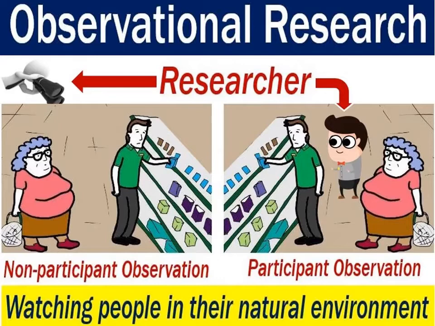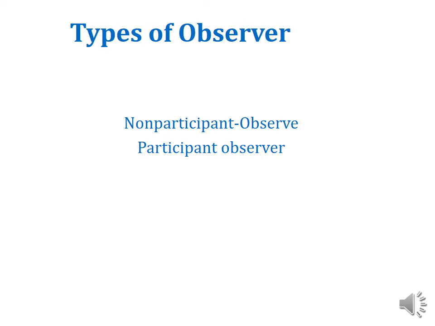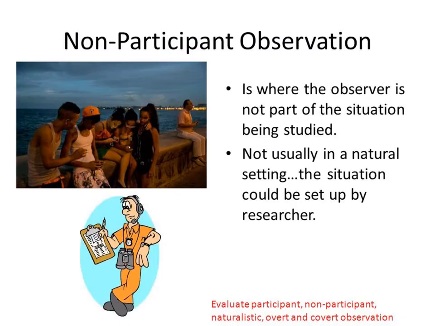Watching people in the natural environment and observing the activities in the organizations is called participant observation and participant research. There are mainly two types of observer: participant observer and non-participant observer. We talk first about non-participant observation, where the observer is not part of the situation being studied. Already we discussed participant and non-participant observer and the researcher. Not usually in the natural setting, the situation could be set up by the researcher.